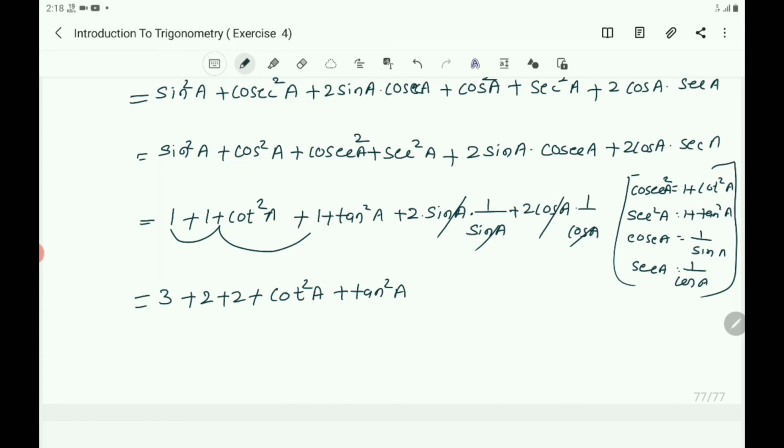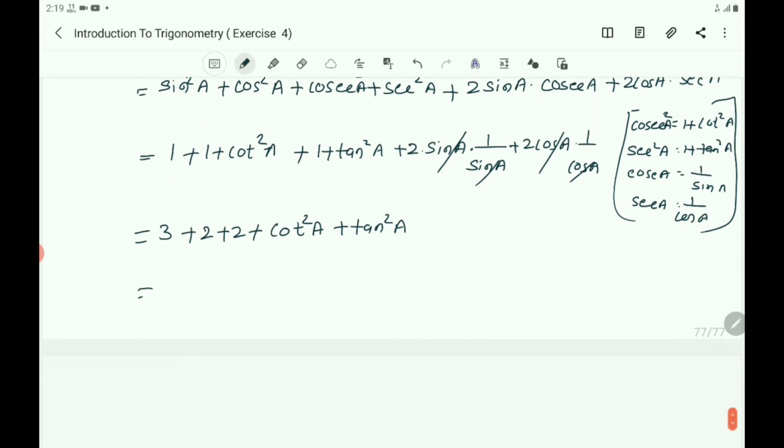Here these three taken together as a sum and sin A cancelled. What is remaining here? 2. And here cos A cancels. So what is remaining here? 2 is remaining. So you got 2 plus 2 here, and here cot square A is taken and here tan square A is taken. Now what is the sum of 3 plus 2 plus 2? That is 7 plus cot square A plus tan square A, that is equal to the RHS you got.